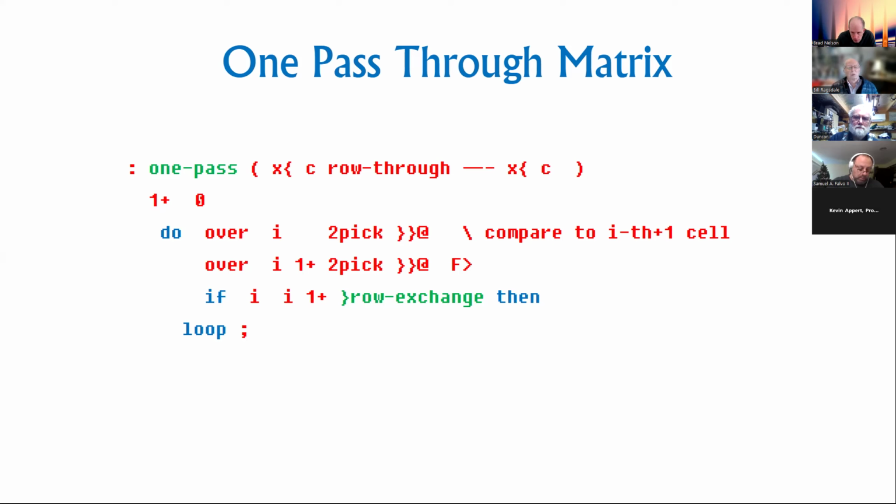So in this case, we pick the ith cell, and then we take the ith plus 1 cell. F greater than compares the two floating point numbers. If the second number is larger than the first, the green row exchange will swap the two rows. So I would guess statistically the row exchange will occur about half the time.